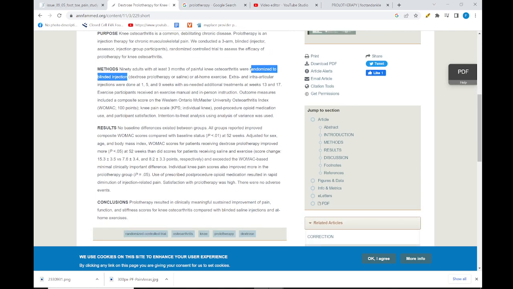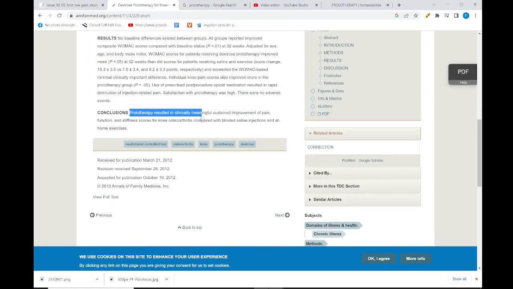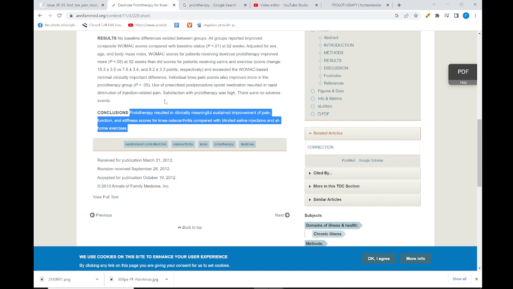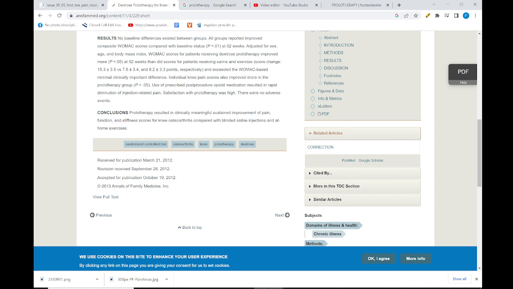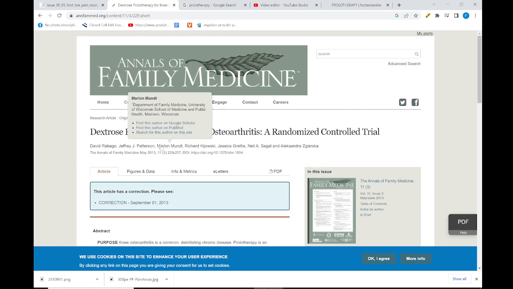It goes into detail, we don't want to get into too much, but from the conclusion of this randomized controlled trial, prolotherapy resulted in clinically meaningful, sustained improvements of pain, function, and stiffness scores for knee osteoarthritis compared with blinded saline injections and at-home exercises. Meaning prolotherapy had a much better result in regards to pain, function, and stiffness than people that received an alternate treatment or no treatment at all. You can get into the details of studies, but generally you'll find that a lot of the studies favor prolotherapy. At the same time, some studies, depending on the condition and how bad the damage is, have sort of mixed results.